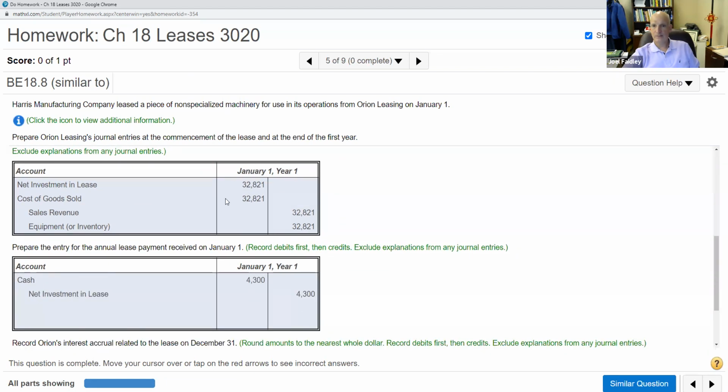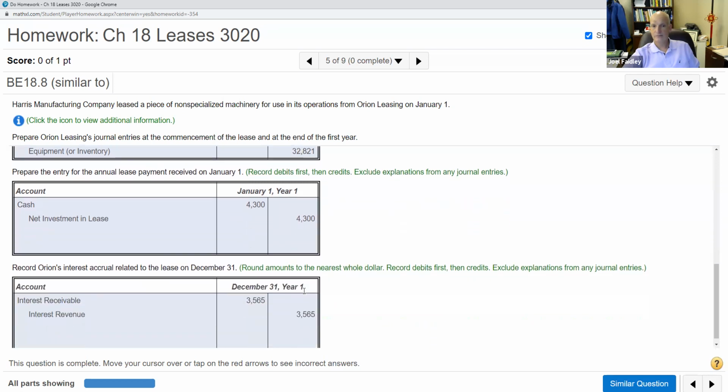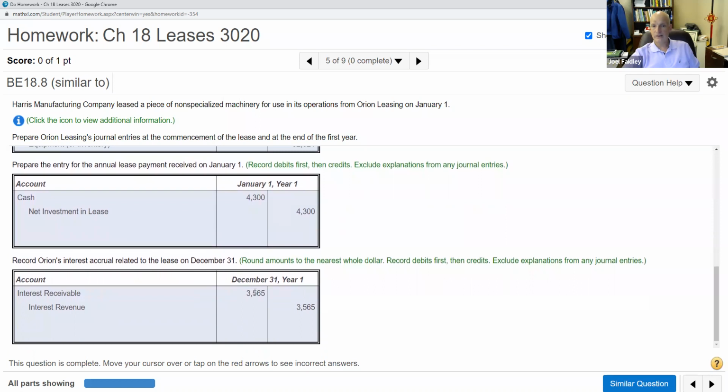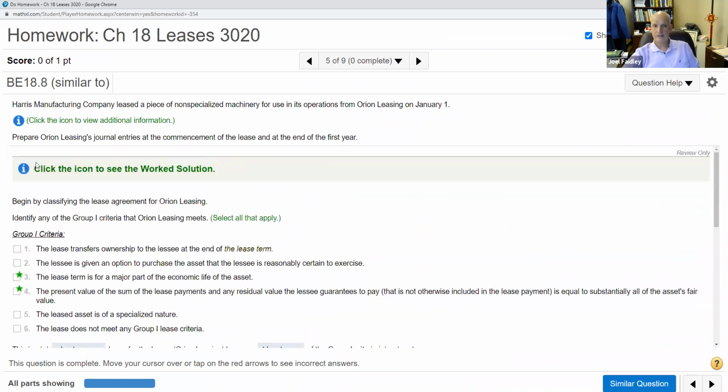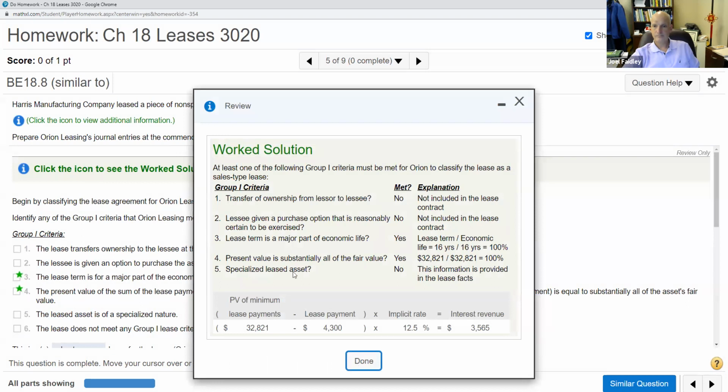All right, and then there's the first payment because that's January 1 of year 1. Then there's the actual first payment, which is going to reduce what? It's going to reduce, we used to call it accounts receivable prior, but now it's an investment in lease. We're going to reduce that investment in lease by $4,300. And then my interest receivable, $35.65. What's that calculation? Well, it's my $32,821 less that lease payment, because now my net investment is down by $4,300. So whatever that is, times 12.5% gives me $35.65.